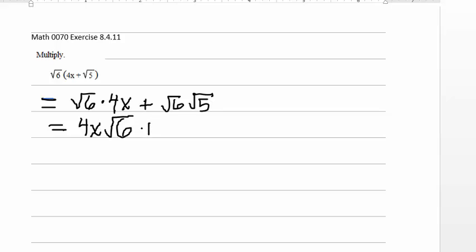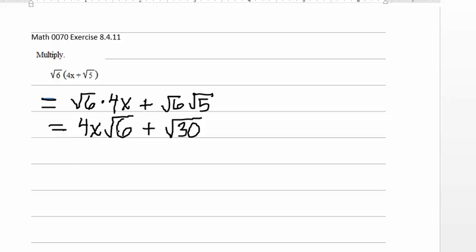Then I'm going to use the product property of radicals, which says as long as these two radicals have the same index, the index is an unwritten 2, then I can multiply the radicands and put them under one radical. So this becomes the square root of 30. I multiply the 6 and the 5, put them inside a square root. In order for me to do this, the indices have to be the same. So the index here for both of these radicals is 2.